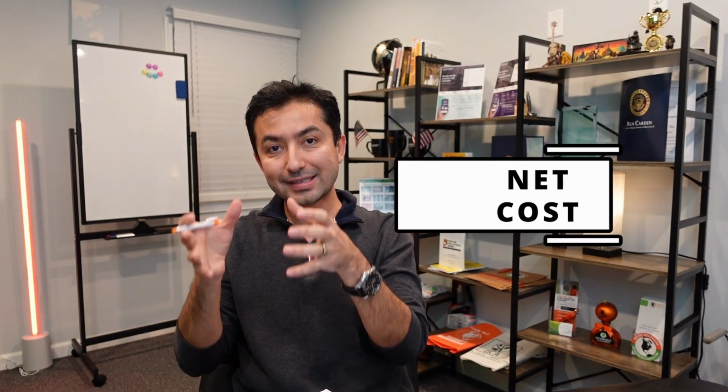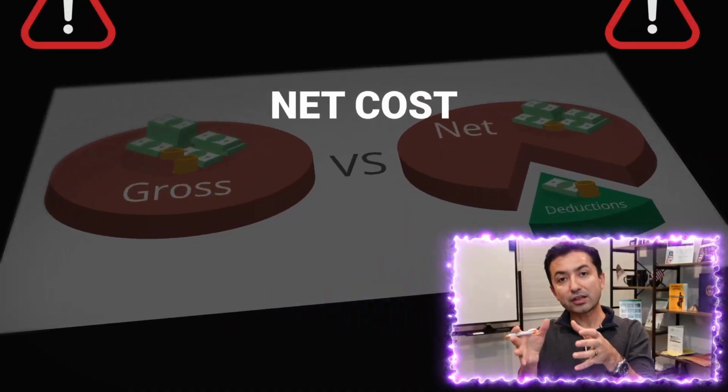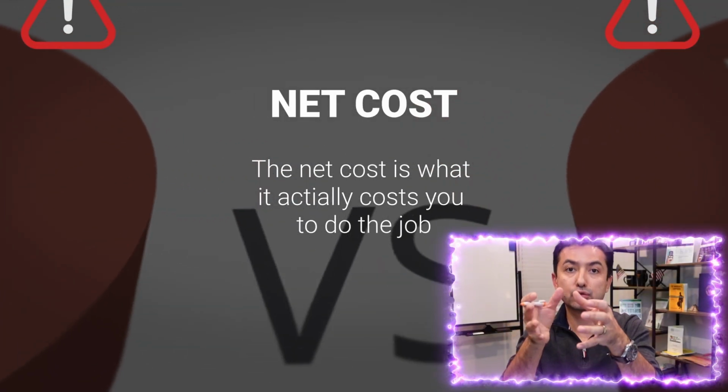So the formula is this. You will understand the net cost, right? The net cost is what it actually costs you to do the job. And after this video, we're gonna do two case scenarios, one residential, where I'll spit out a rough quote, and the other one is for commercial recurring jobs.